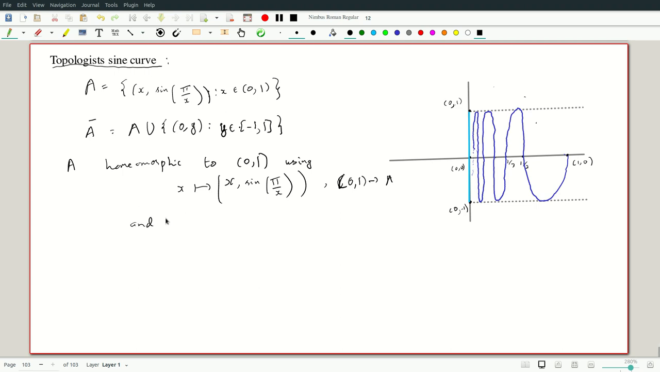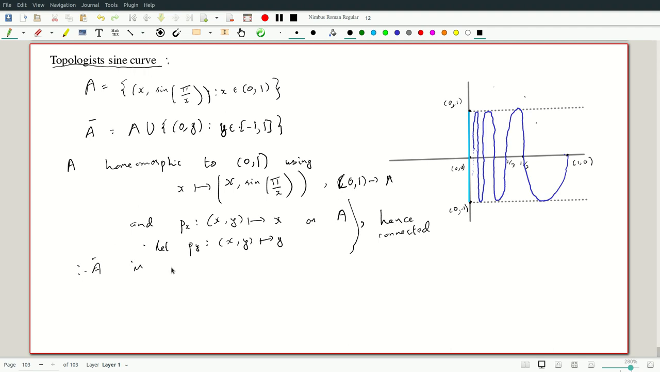And the notation I wanted to introduce here is p_x, the projection onto the x direction. So this maps (x, y) to x. And I'm going to say let p_y map (x, y) to y. These projections will be very important to us. We'll take them on various sets. So A is homeomorphic to the interval, hence it's connected. Therefore, A bar is connected.